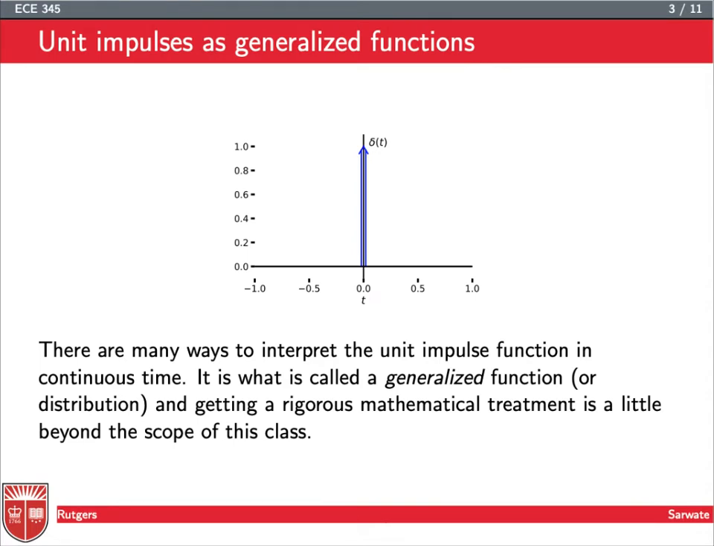There are many ways to interpret the unit impulse function. It's actually not a function. It's called a distribution or a generalized function, but we're not going to really delve into some of the mathematical subtleties. We're going to try and give an intuitive definition which should work for most of our applications in this class. In that type of interpretation, we think of the delta function as having a unit area concentrated at time equals 0. Delta of t is a unit area concentrated at time equals 0.